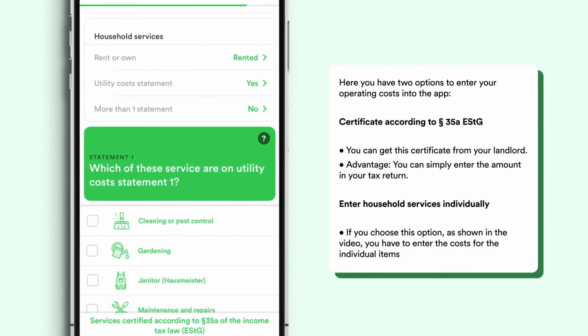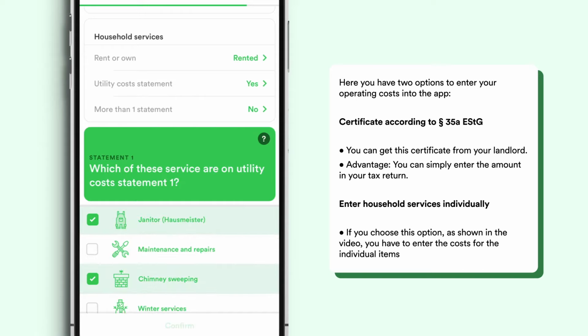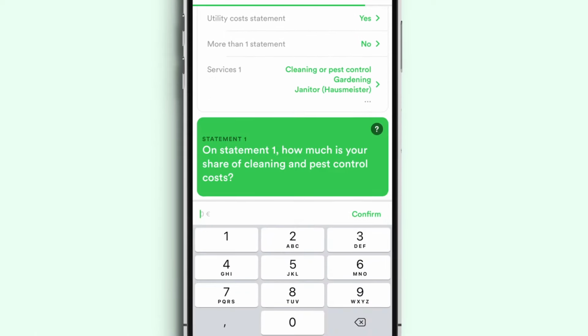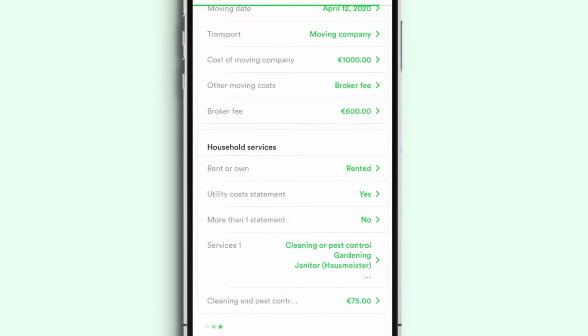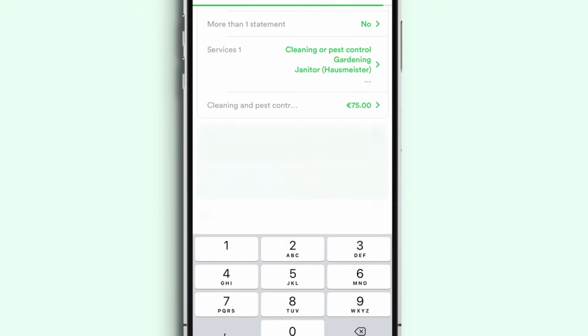Now, you can choose from 7 different categories which services are included in your utility bill. For example, we select a couple of the most common services. In the next step, you can enter the costs related to each service into the app. The Taxfix app checks each of your entries for plausibility, which means that if the costs are unusually high, you will be asked to check this value again and adjust it if necessary.